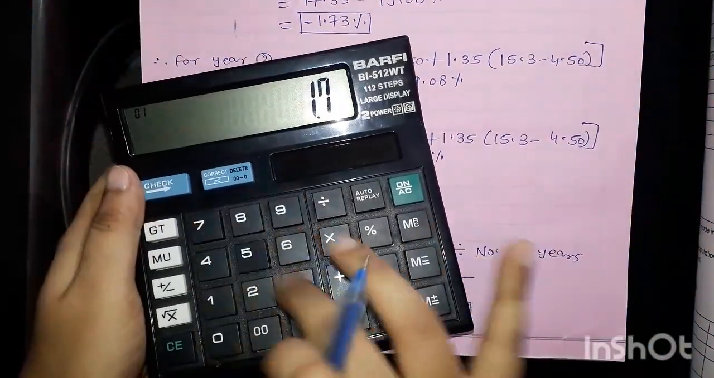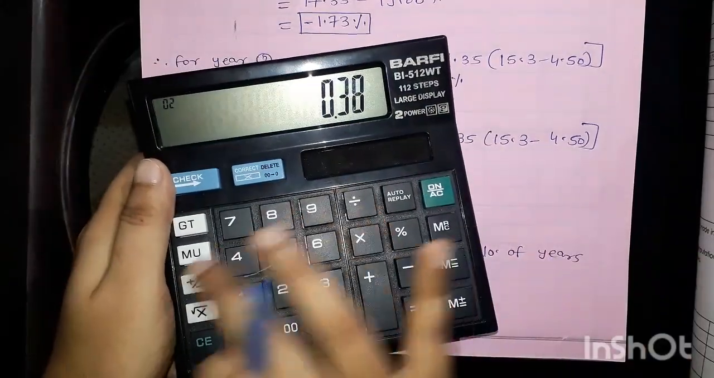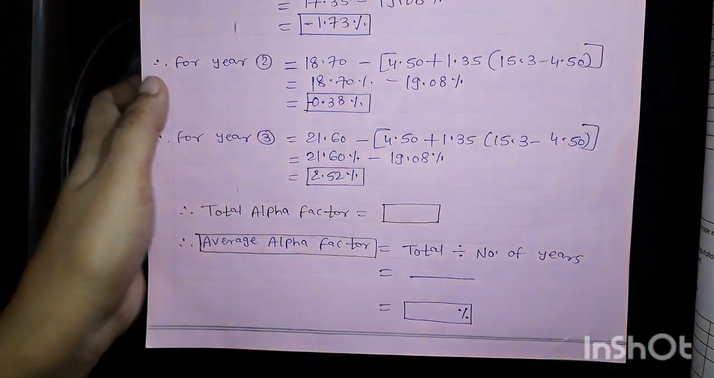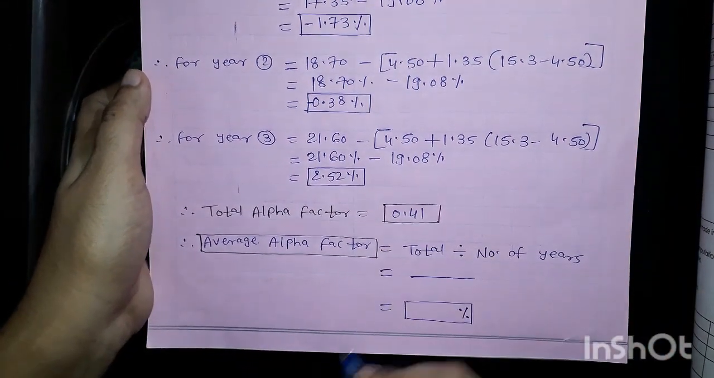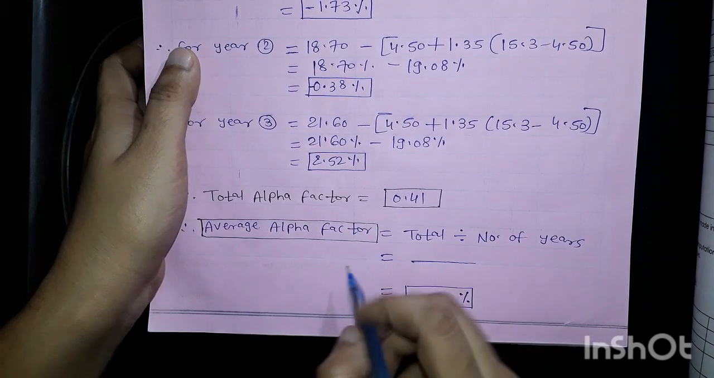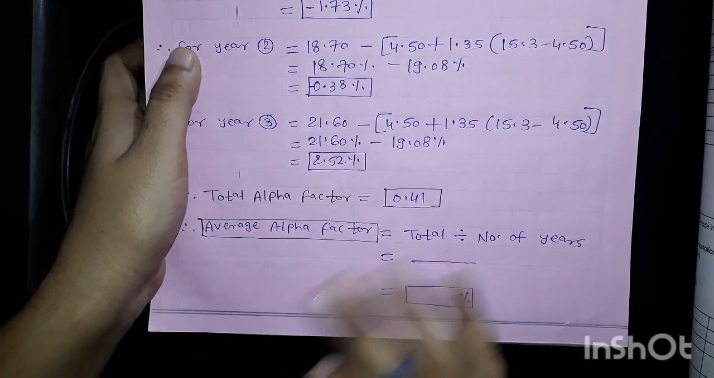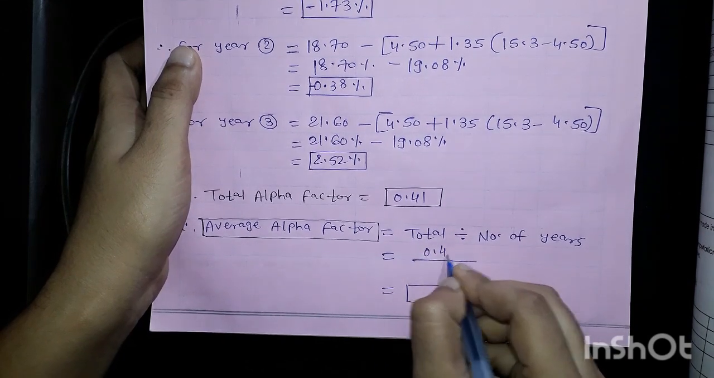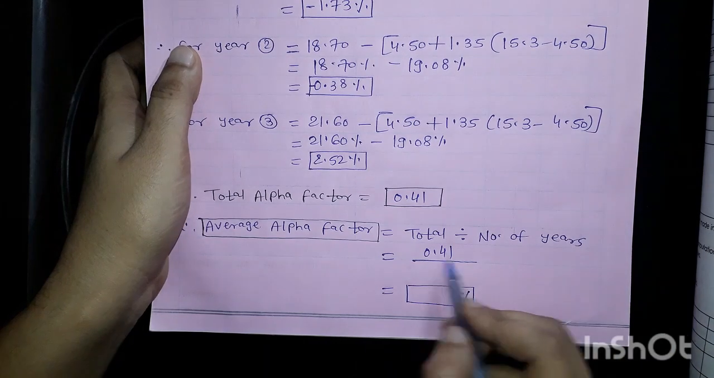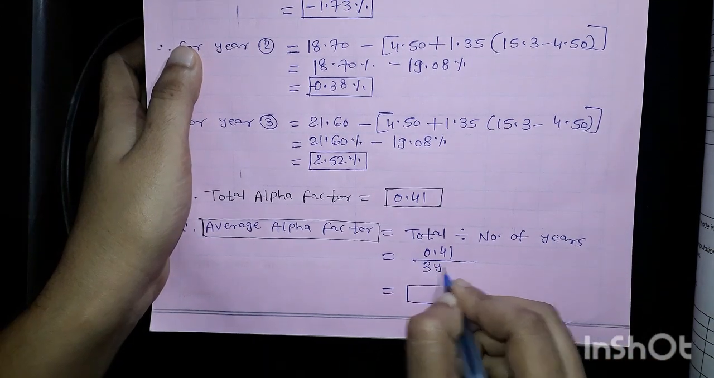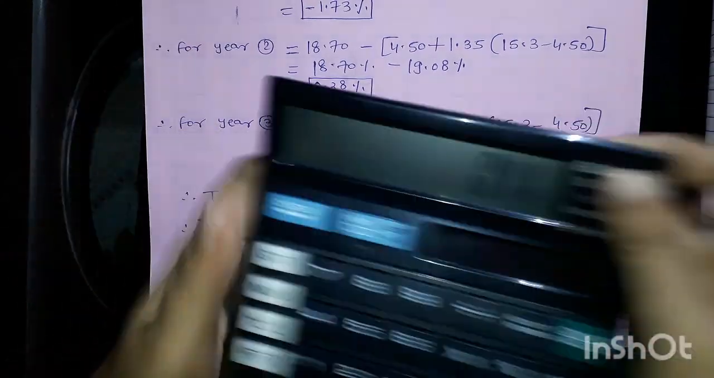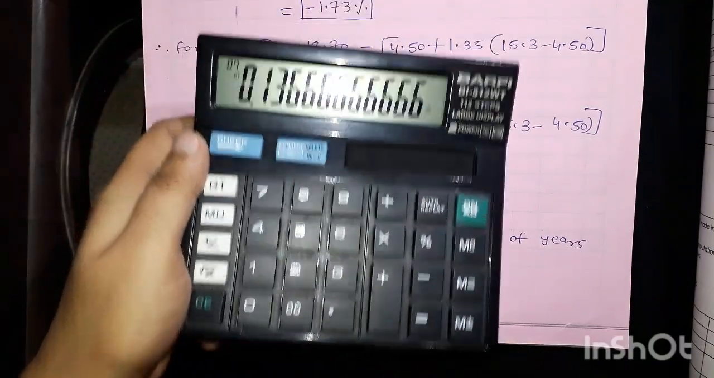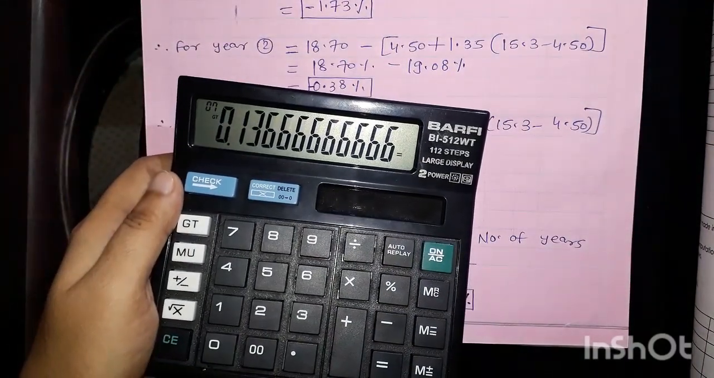So total alpha factor means I will take the total of these three: 1.73 which is in minus, plus 0.38 which is in minus, plus 2.52, that is 0.41. Total alpha factor I got 0.41. Now average alpha factor, per annum I will find out. This is for a total of 3 years, so total divided by number of years, divided by 3. Here I got 0.1367, writing this much is also fine.